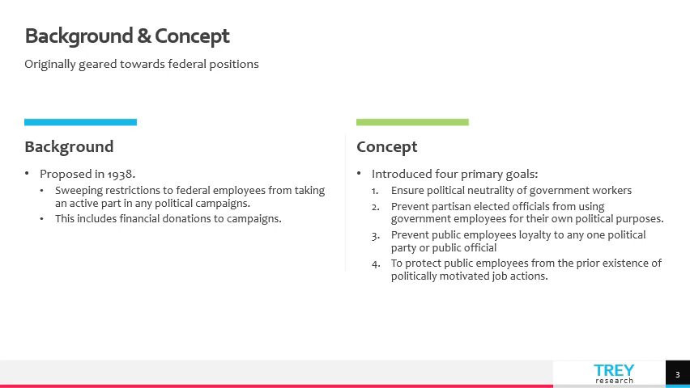And so the concept behind the Hatch Act can really be broken down into four primary goals. Number one, to ensure political neutrality of government workers. Number two, to prevent partisan elected officials from using government employees for their own political purposes. Thirdly, preventing public employees' loyalty to any one political party or individual. And then finally, to protect public employees from the prior existence of politically motivated job actions, which you'll all be aware of was the Pendleton Act.